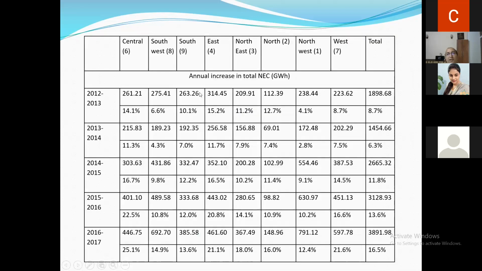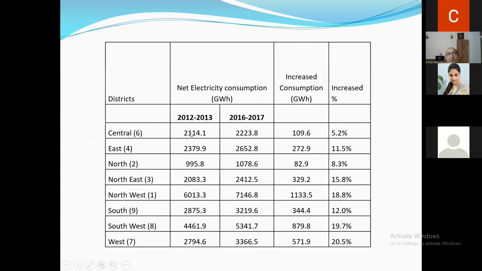So with this, we computed the annual increase in the total net electricity consumption for each district in terms of percentage, and this we translated into monetary value also, and in terms of gigawatt hours. So from 2012-13 to 2016-17, the increased consumption in gigawatt hours is 109. How has it increased? For various districts, such as the Central, East, and Northeast districts.